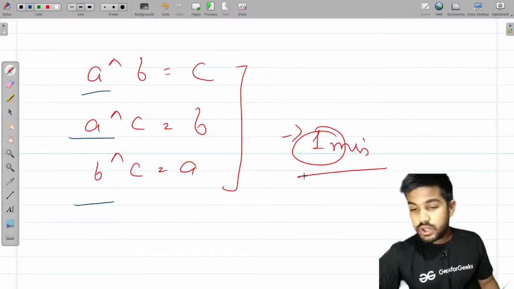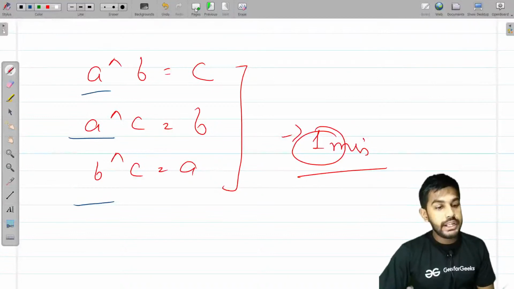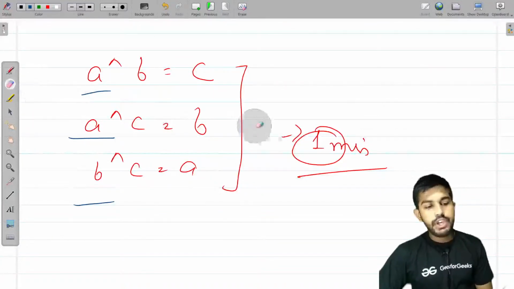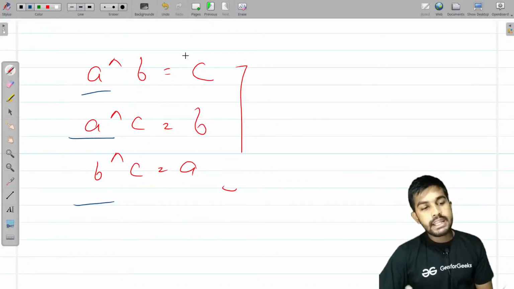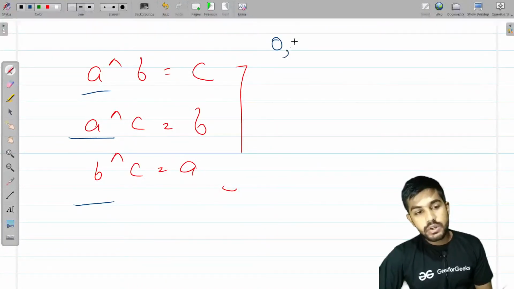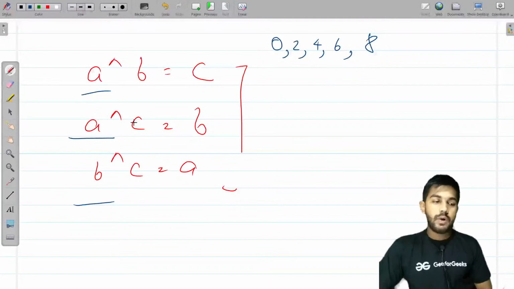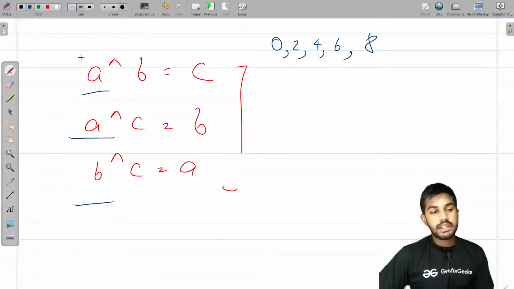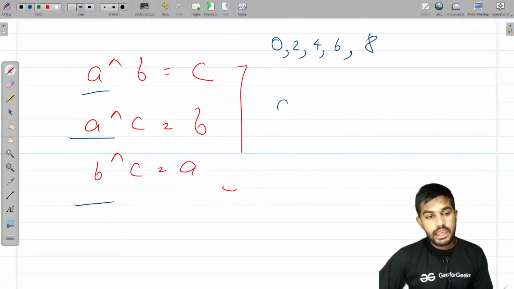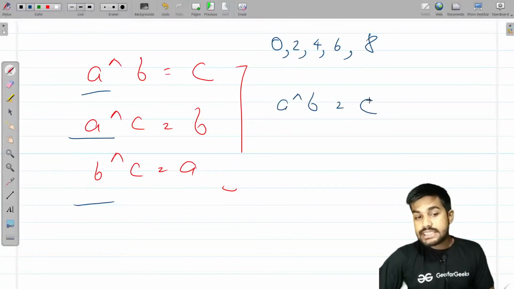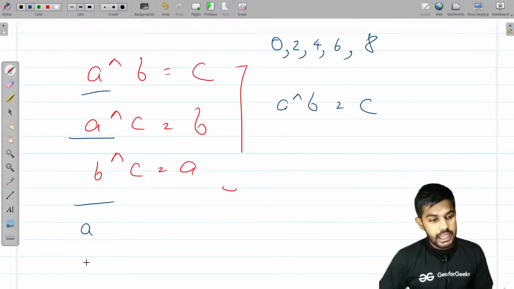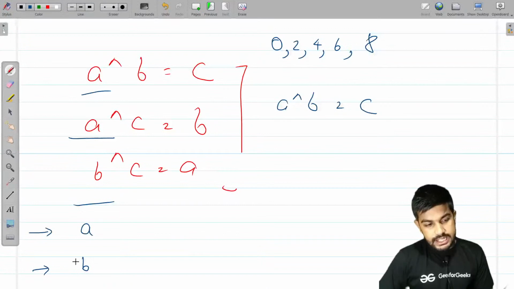Okay, so now the thing is that we need to use this property. Now how can we use this property? What are even numbers? Even numbers are 0, 2, 4, 6, and 8. Now suppose there is a number A XOR B where C exists in the array itself. Suppose this is A, this is B, and suppose this is the first one, this is the second one. Now suppose that C exists.